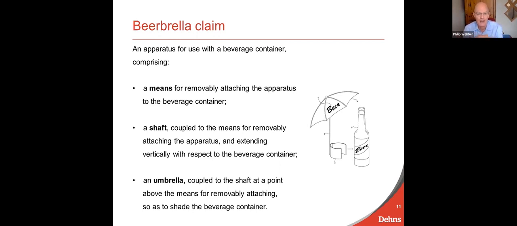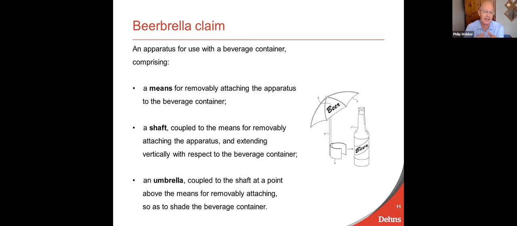The second feature is a shaft. And in this case, we must specify that it's attached to the clippy bit. And in this case, the umbrella needs to be above the beverage container. So therefore, we've said that it's extending vertically with respect to the beverage container. So here we've not only defined it as a shaft, but we've also defined the relationship that that feature has with the other features, because it's important in this particular case.